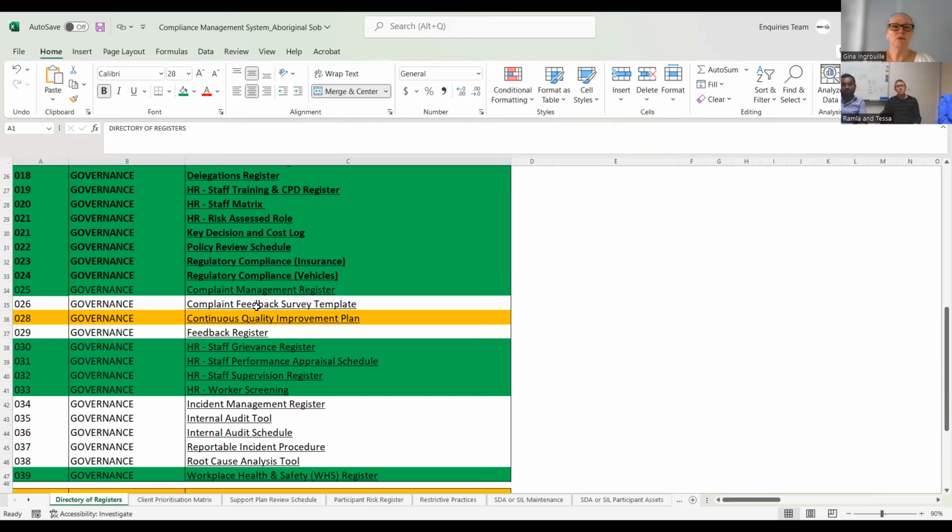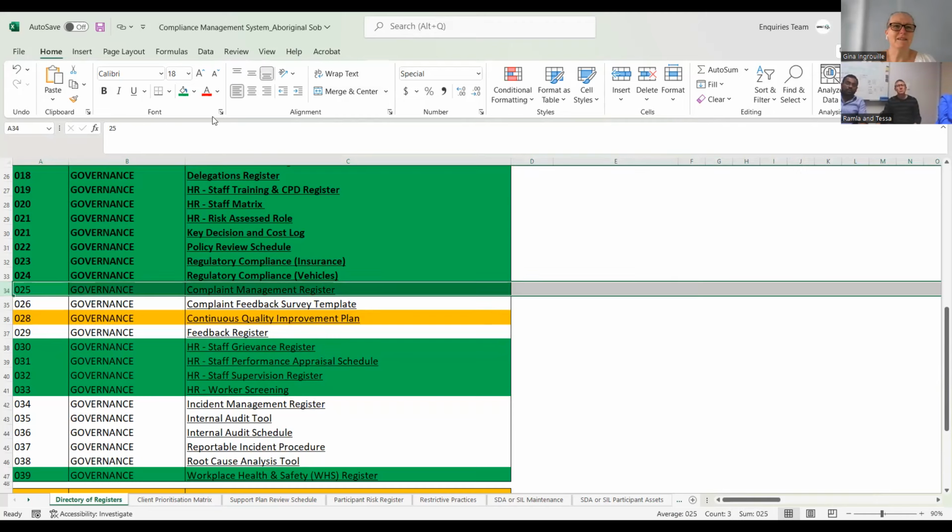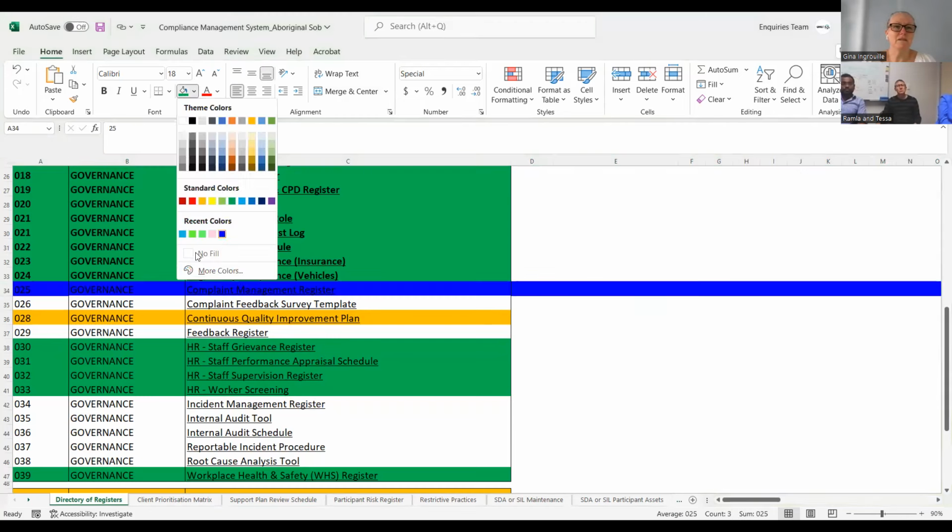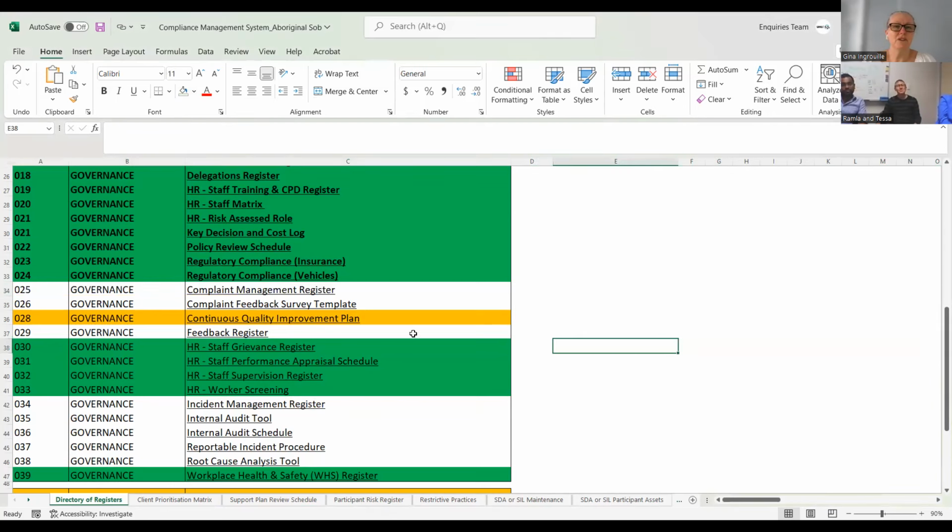You've got your usual complaint management register. Now, the only reason I put that there, you're not going to have any complaints from NDIS, even if it's staff. You're just not going to have any because you haven't got any staff.